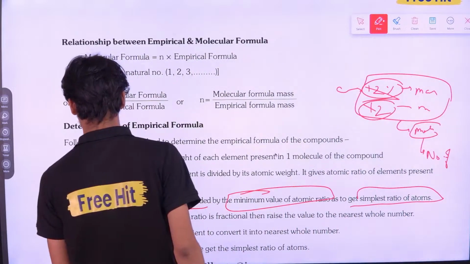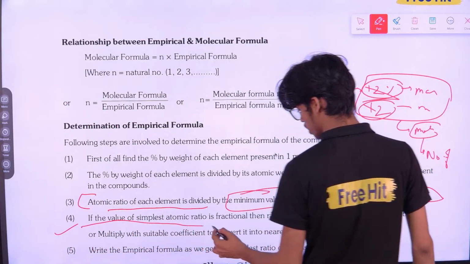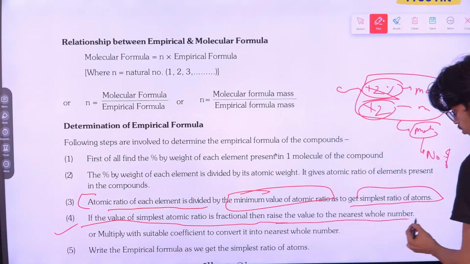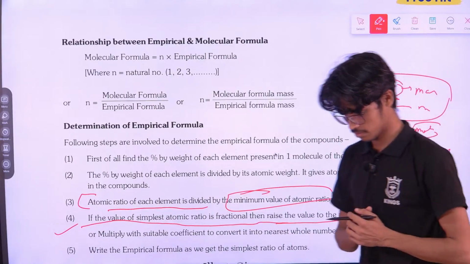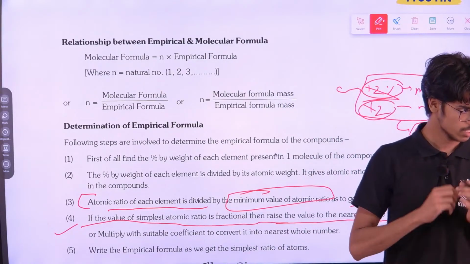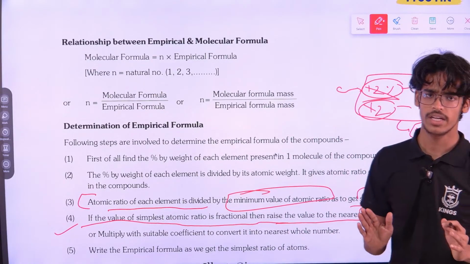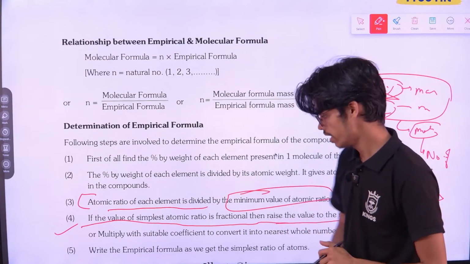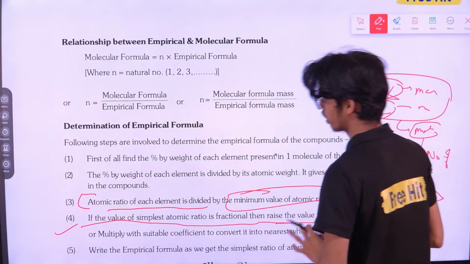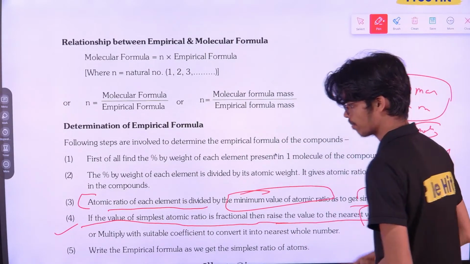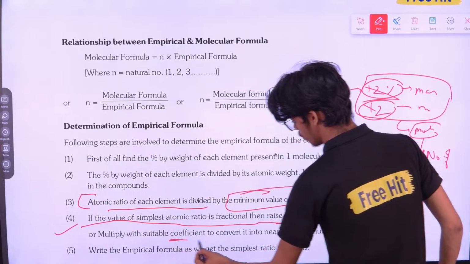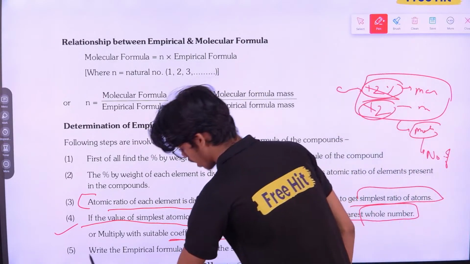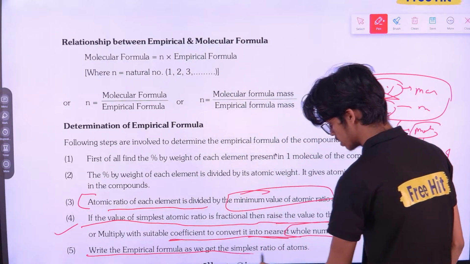Now the fourth step: if the value of the simplest atomic ratio is fractional, then raise the value to the nearest whole number. Once you get the ratio, do anything to convert it into a simple whole number ratio, and you can do it easily. After you find the relative number of atoms, multiply with a suitable coefficient to convert it into the nearest whole number. Now you can write the empirical formula as we get the simplest ratio.